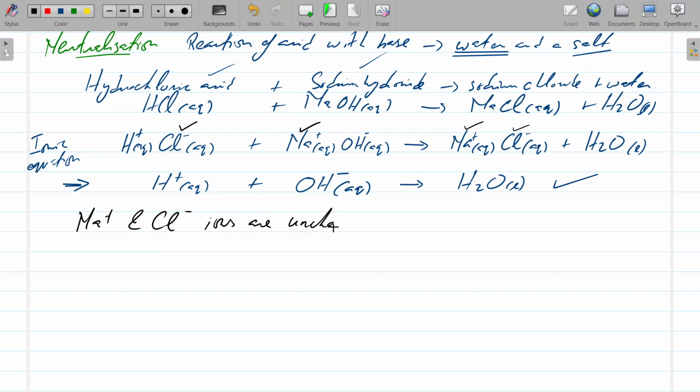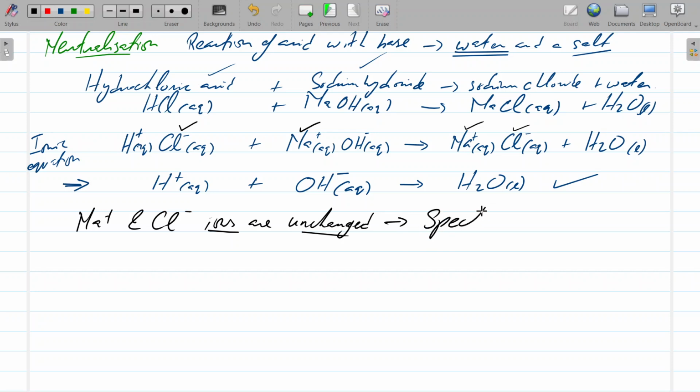You would say, well, no, they're not unchanged, because the chloride was with the hydrochloric acid and the sodium was with the sodium hydroxide. No, the compound has changed, yes, but the fact that they were ions before and they're still ions later on, that's why they're unchanged. They haven't taken part in the reaction as such, meaning they haven't formed the water, and so they are called spectator ions.